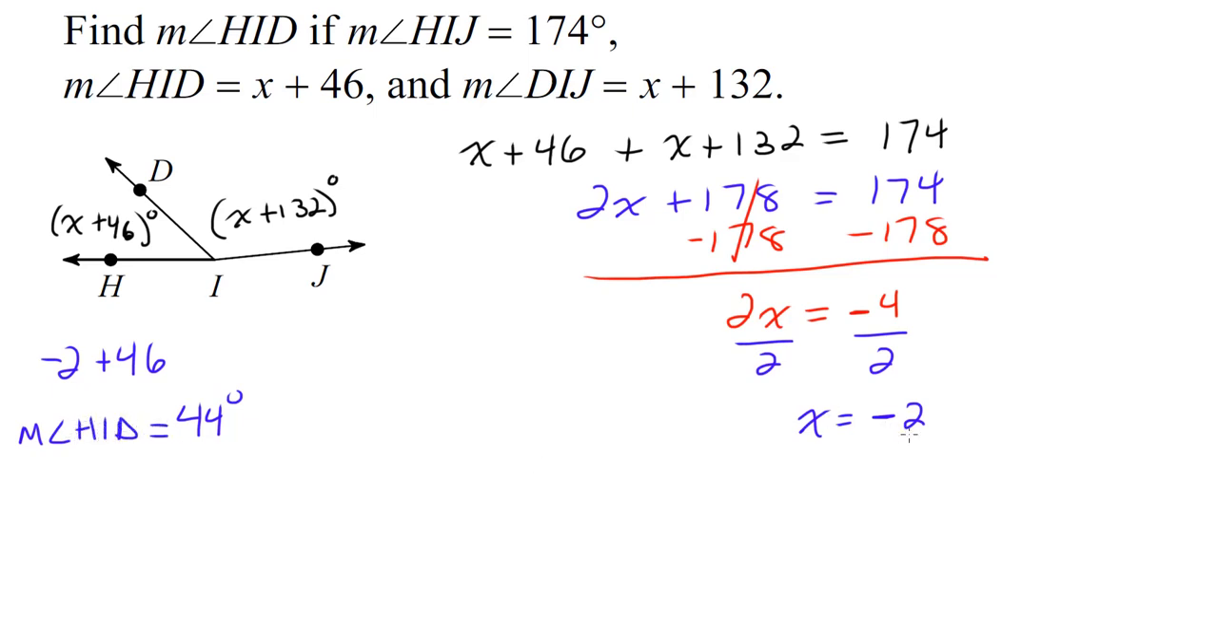Now it might seem strange that our value of x is negative 2, but let's just go ahead and see if that works. So then what is negative 2 plus 132 is 130, and 130 plus 44 is 174.